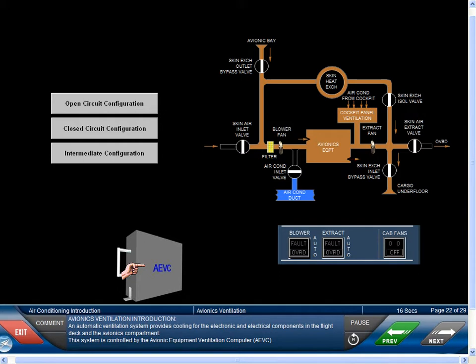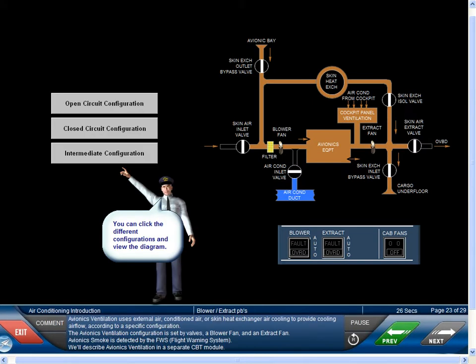Avionics ventilation introduction. An automatic ventilation system provides cooling for the electronic and electrical components in the flight deck and the avionics compartment. This system is controlled by the Avionic Equipment Ventilation Computer, or AEVC. Avionics ventilation uses external air, conditioned air, or skin heat exchanger air cooling to provide cooling airflow according to a specific configuration. The avionics ventilation configuration is set by valves, a blower fan, and an extract fan.